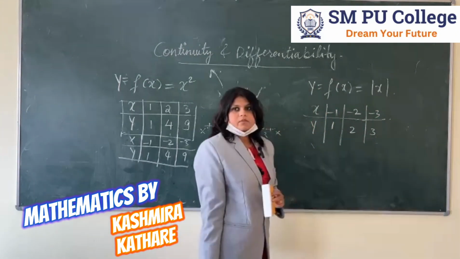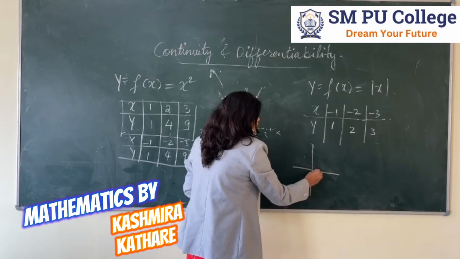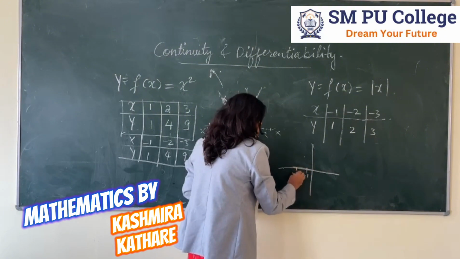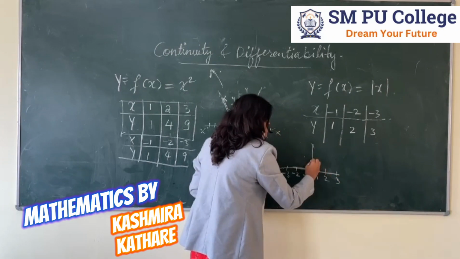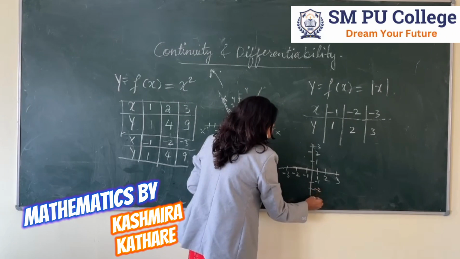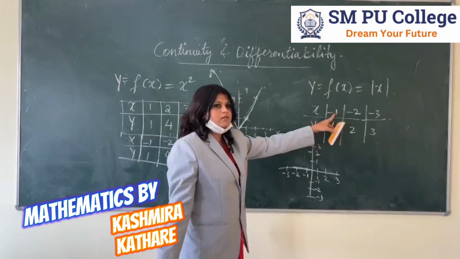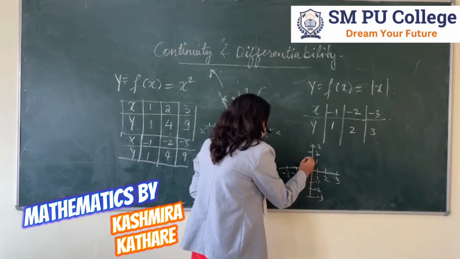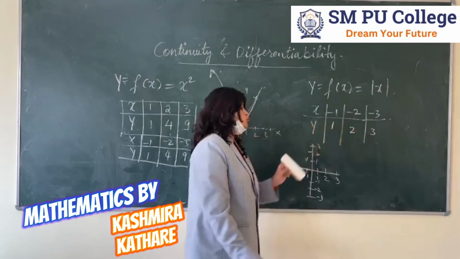Suppose we want to take the graph of this. Negative values of x are here: minus 1, minus 2, minus 3, and plus 1, plus 2, plus 3 on the x-axis, and 1, 2, 3, minus 1, minus 2, minus 3 on the y-axis. If we take x as minus 1, the value of y is plus 1. If we take x as minus 2, y is plus 2.